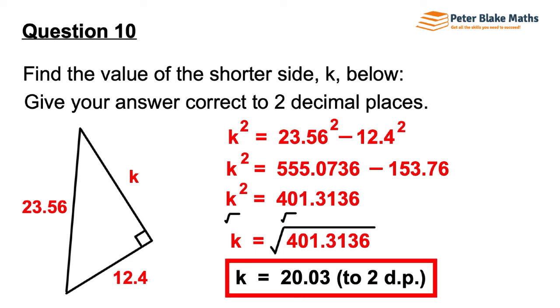And I like to check in these questions whether it makes sense or not. Because the hypotenuse there is the longest side, 23.56, and one of the shorter sides is 12.4, I'm expecting an answer that's somewhere around the shorter side, but definitely not larger than 23.56. So if you get a larger number for your answer here, you've done something wrong. So I just like to see if it makes sense in my mind, whether it should be smaller than the hypotenuse, which it always should be if you're finding a shorter side. Anyway, so we set up those Pythagoras questions there with a minus in between the squared numbers when we're finding a shorter side.